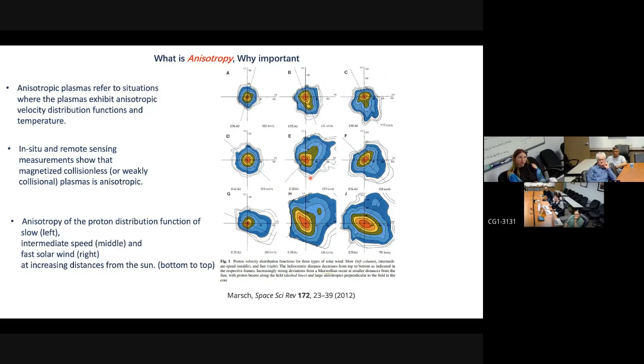So the bottom three pictures describe the total distribution function of the solar wind 0.3 AU away from the sun. And the middle three pictures show the distribution function around 0.5 AU away from the sun. And the top three pictures show the distribution function around 1 AU away from the sun. So we can see there's a high degree of anisotropy in the solar wind at the beginning, and it gradually decreases as the distance from the sun increases.